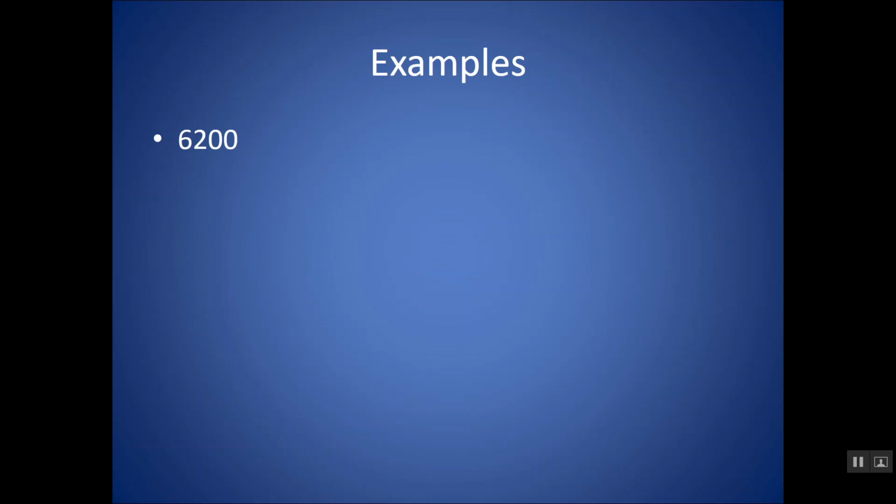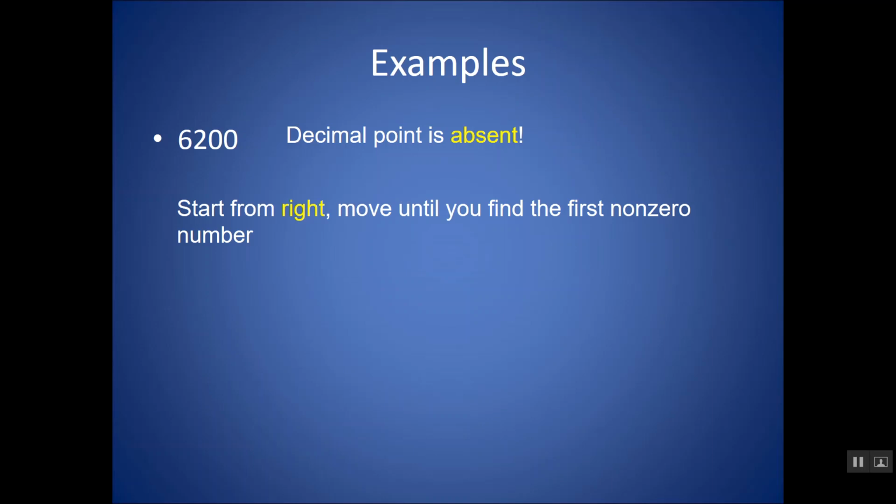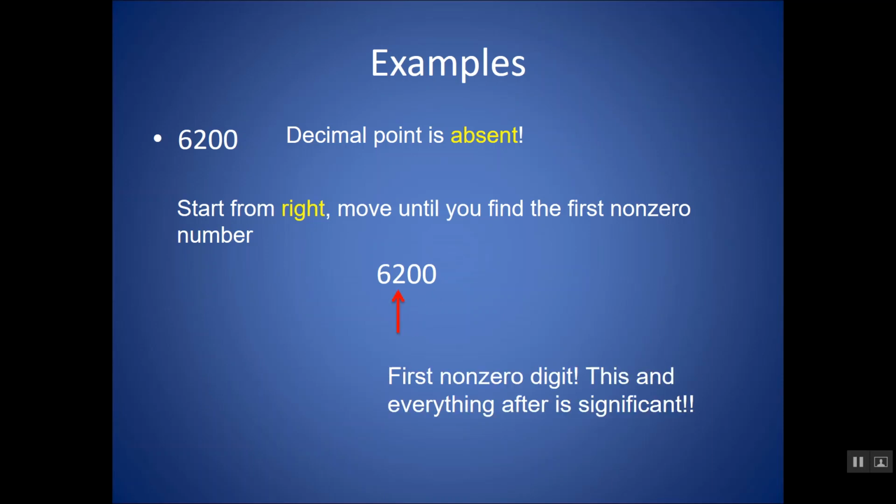Here's another number, 6,200. There's no decimal point. The decimal point's absent, so we're going to start looking at the number from the Atlantic, or the right-hand side. I'm going to move through the number again until I find my first non-zero. That and everything after will be significant. So starting from the end, that's a 0, keep going, that's a 0. Oh, there's my first non-zero. That and everything after, whether 0 or not, is significant. So there are 2 sig figs.